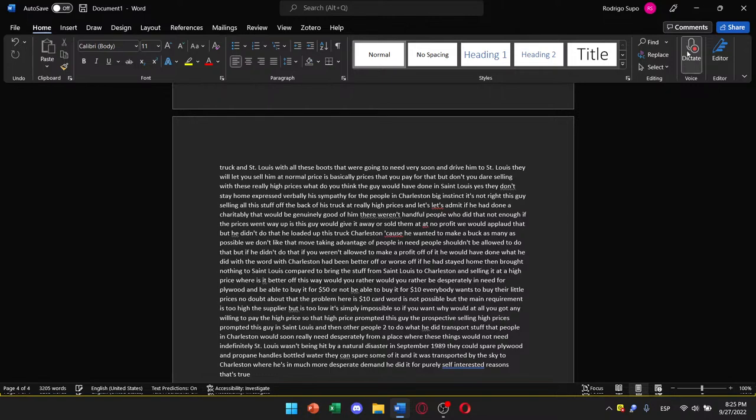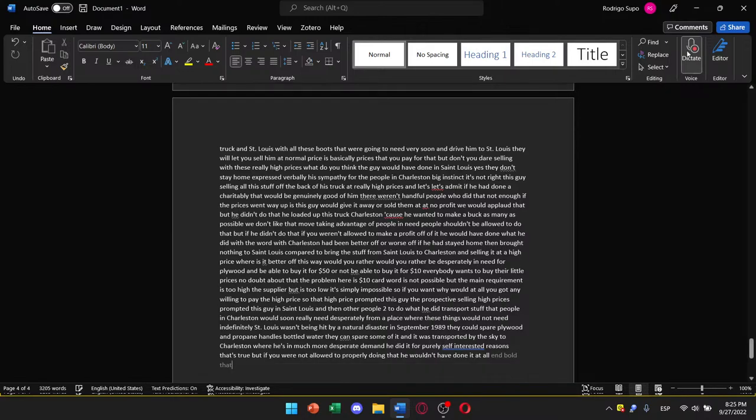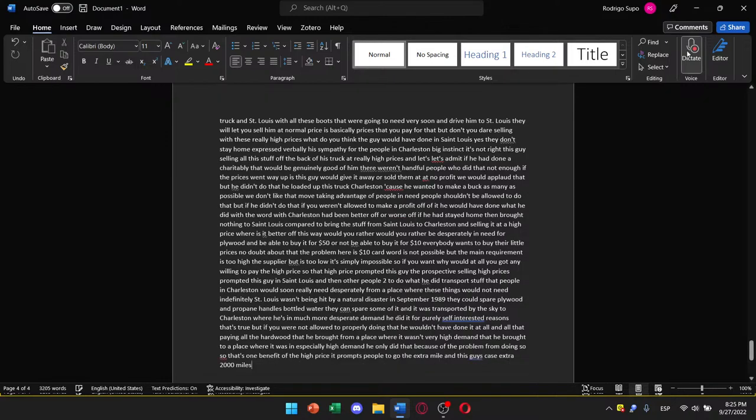But if he were not allowed to profit from doing that, he wouldn't have done it at all. All the canned goods, all the propane, all the plywood that he brought from a place where it wasn't in very high demand, to a place where it was in especially high demand, he only did that because he could profit from doing so. So that's one benefit of the high price. It prompts people to go the extra mile, in this guy's case, an extra 2,000 miles, to bring more supplies to an area that's in especially dire need of these things.